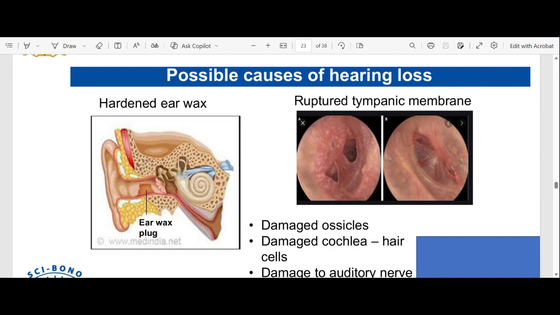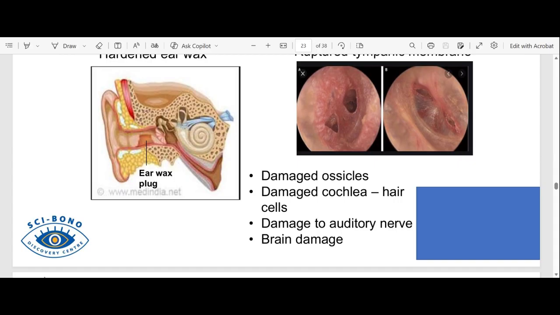Or your tympanic membrane can rupture. When your tympanic membrane ruptures, obviously it means that the sound vibrations are no longer transmitted to your ossicles, right? Or your ossicles could be damaged. If your ossicles are damaged, it means that you cannot transmit vibrations from the middle ear to your inner ear, right?